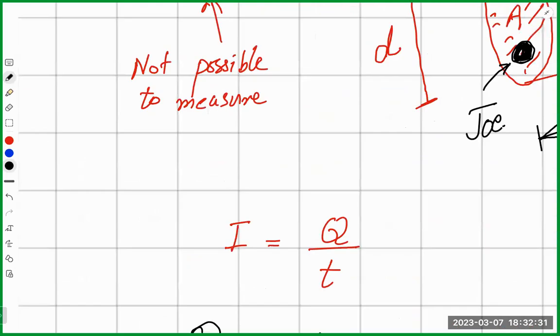Current equals charge divided by time. Like around 10 minutes ago, I told you that the charge equals charge on each particle multiplied by number of particles. That should also make sense. It is very simple. Charge on each particle multiplied by number of charge particles should give you total charge.